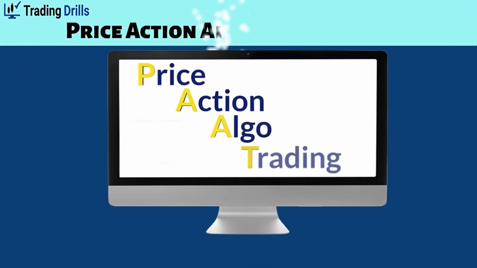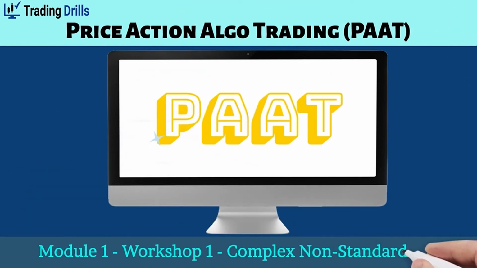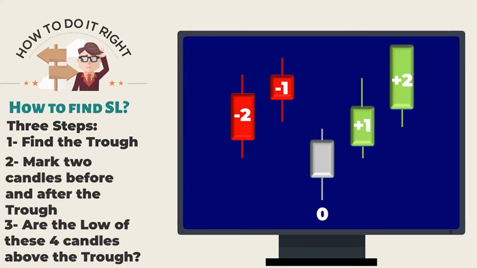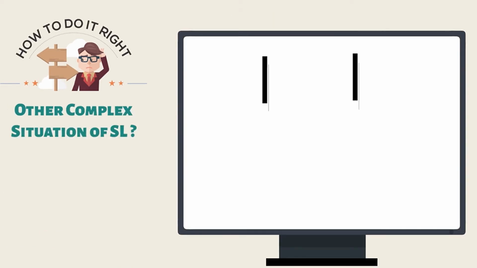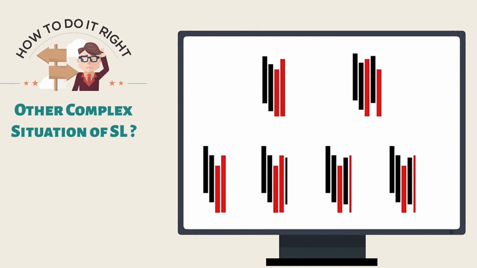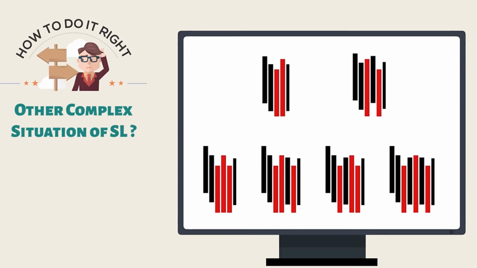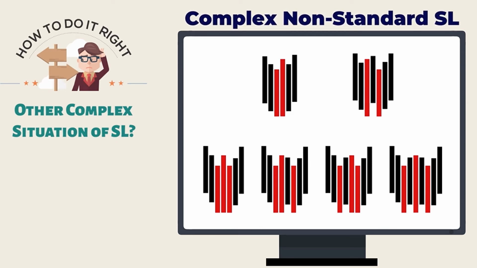Hello all traders. In this lesson of Module 1, Workshop 1, we will focus on the topic of identifying the complex non-standard swing lows on the price chart. As mentioned earlier, the non-standard swing low is formed when the low of the 4 candles are higher than the low of the 0 trough candle, but not in a sequential order. However, there are situations when 2 troughs or 3 troughs are formed at the turning point before more candles confirm the reversal. We categorize these types of turning points as complex non-standard swing low.